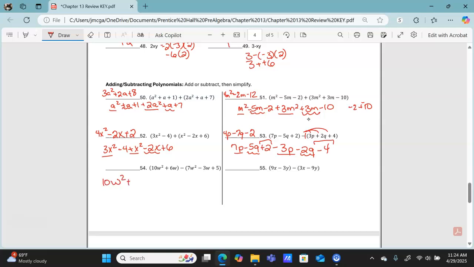10w squared plus 6w, carrying that negative 1 through, is going to give me negative 7w squared plus 3w minus 5. So 10w squared minus 7w squared leaves me with 3 squared w's. 6w plus 3w, that's 9w's. And then there is only that negative 5.